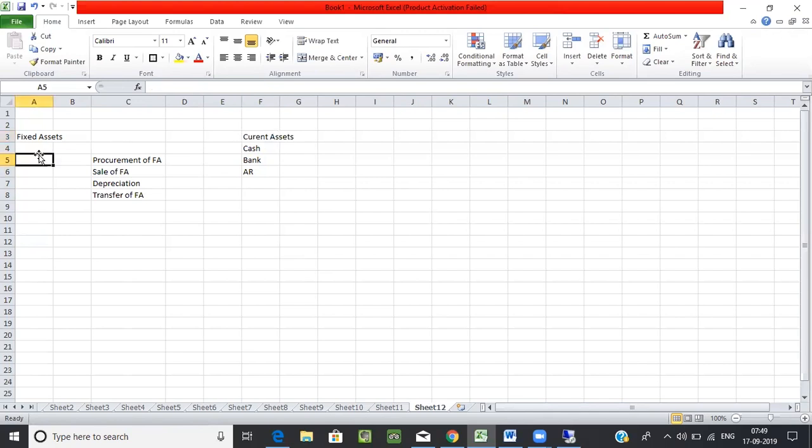But in the case of fixed assets, these are also known as capital expenditure. Okay, this is also known as capital expenditure. All revenue expenses are nothing but our profit and loss expenses. So capital expenditures are nothing but fixed assets. Generally the life of these assets will be more than a year.